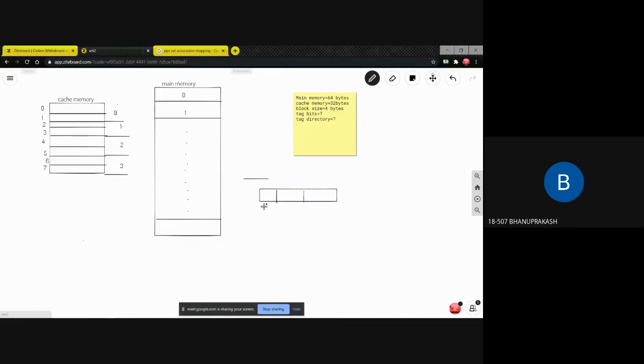So it is tag, set number, and block offset.